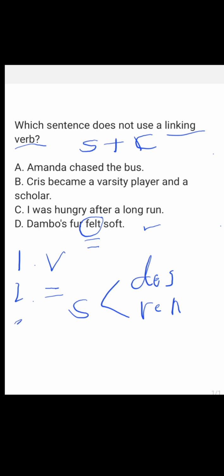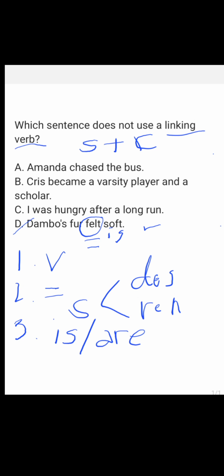Now, if you're still unsatisfied with that technique, the second technique, teachers, is only applicable if the verb does not use is or are. So, Dumbo's fur is soft. Does it make sense? Yes. Is it grammatical? Yes. Therefore, letter D is a linking verb.